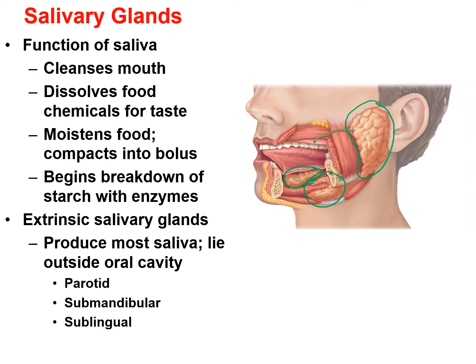So you have three rather large extrinsic salivary glands. The parotid gland, which is here, your submandibular gland, which is here, and then your sublingual gland, which is here.